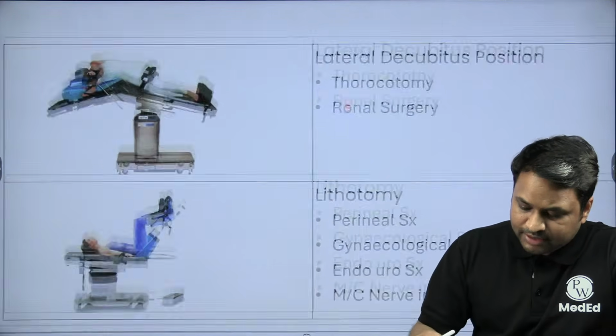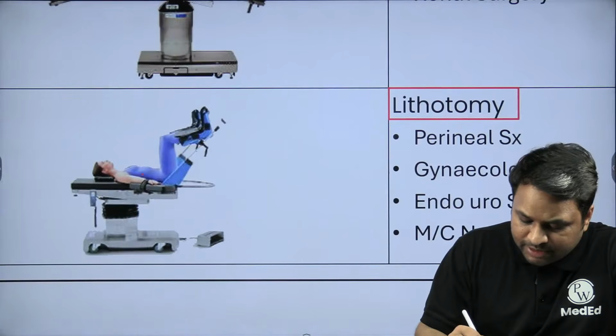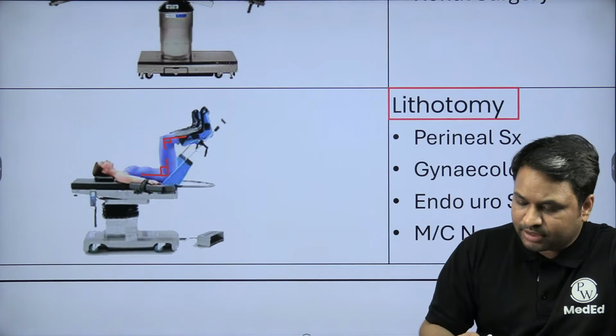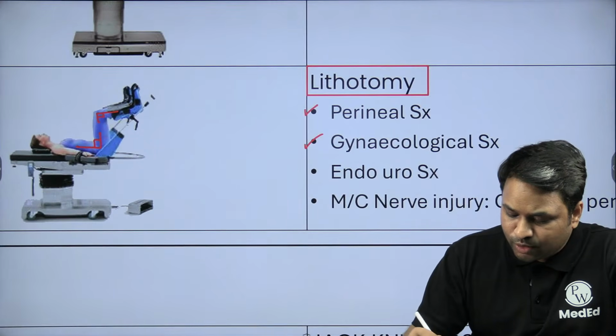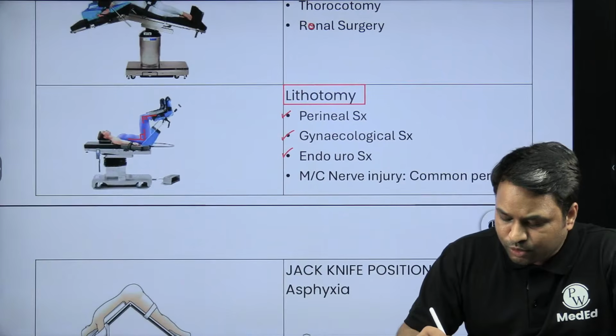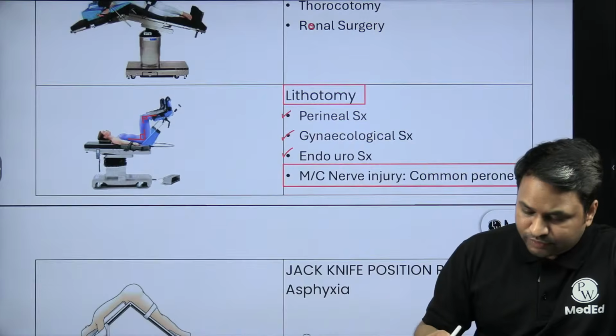Right? Now, this is the lithotomy position. In the lithotomy, you'll see the hip is going to be at 90 degrees and the knees are also going to be at 90 degrees, right? It is used for all your perineal surgeries, your gynecological procedures, your endo-uro surgeries. Remember, the most common nerve injury in this position is the common peroneal nerve.